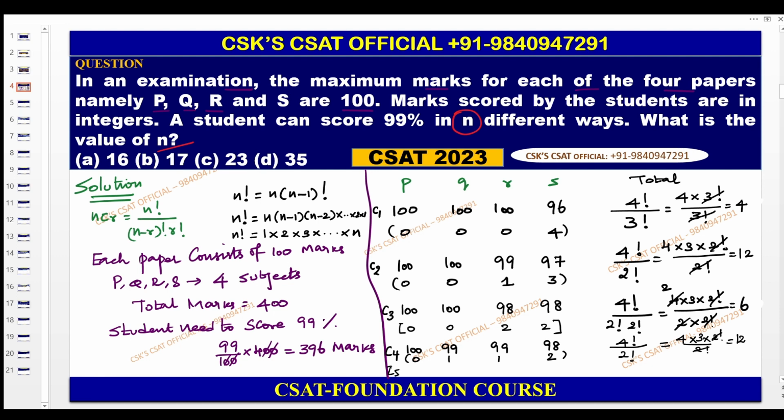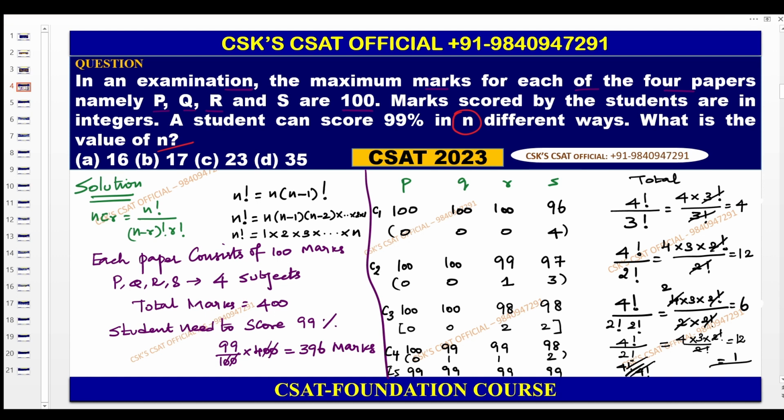So he is losing 1 mark in each of the subjects. So therefore he's scoring 99 here, 99 here, 99 here, 99 here, which means he's losing 1 mark in all the subjects. Therefore he can attain 396 in this way also. So therefore your 4 factorial by 4 factorial, you can cancel this, which is equal to 1. Add up this, that's it. So that is your answer.